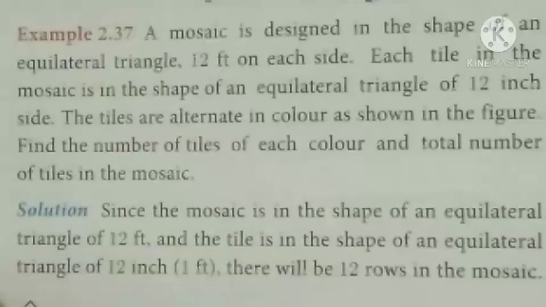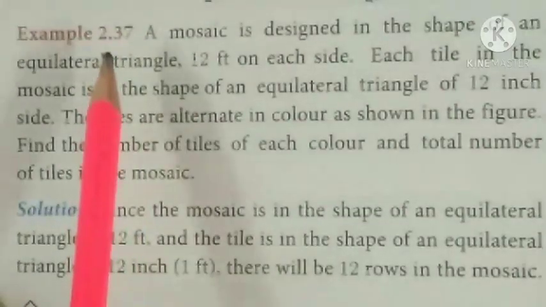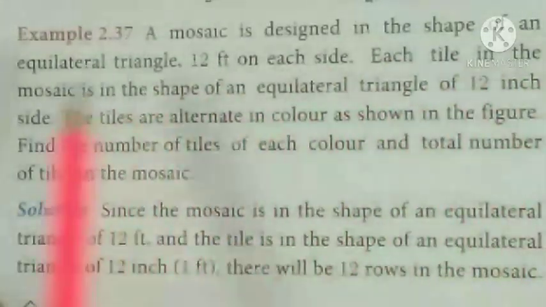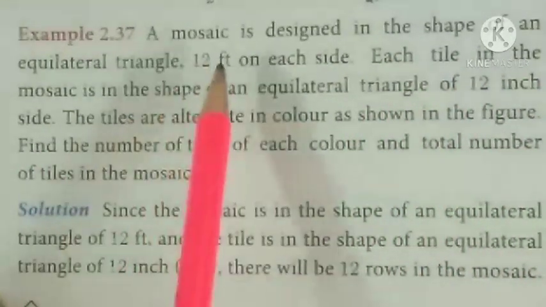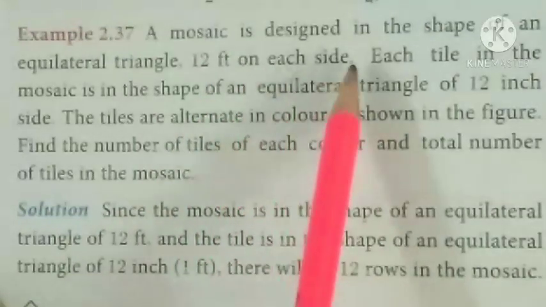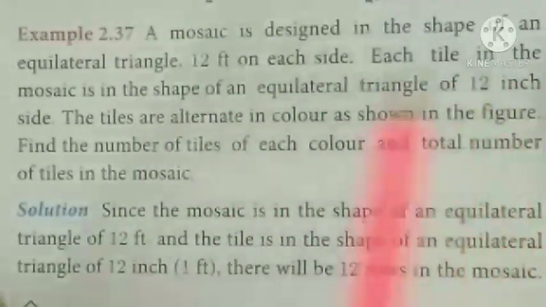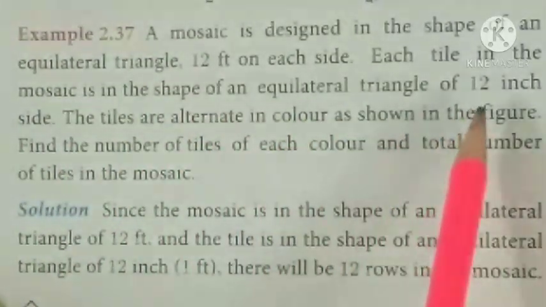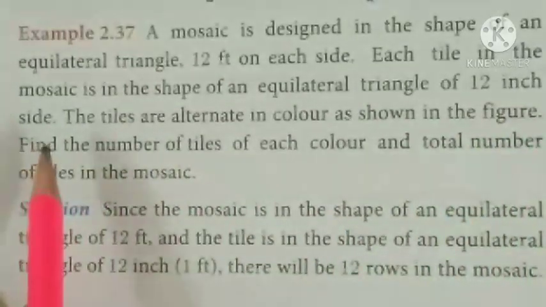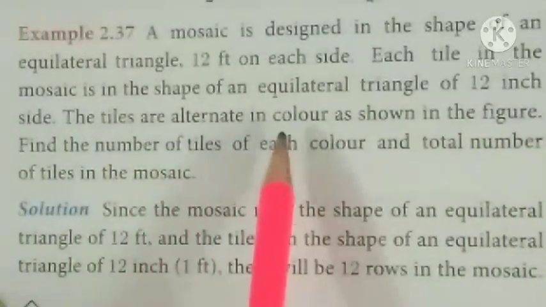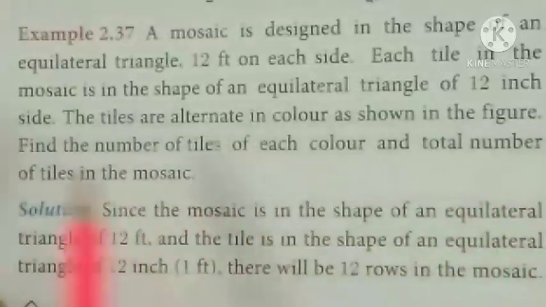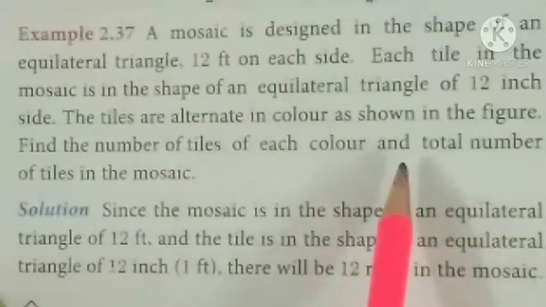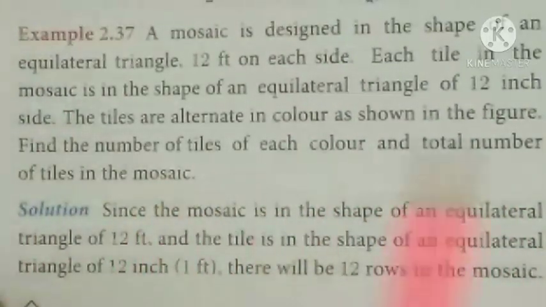Let us see the next example 2.37. See the question. A mosaic is designed in the shape of an equilateral triangle, 12 feet on each side. Each tile in the mosaic is in the shape of an equilateral triangle of 12-inch side. The tiles are alternate in color as shown in the figure. Find the number of tiles of each color and the total number of tiles in the mosaic.